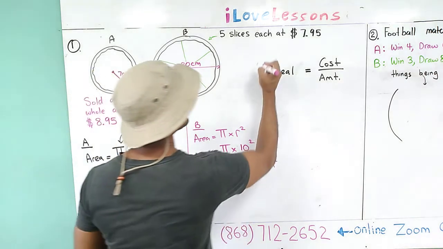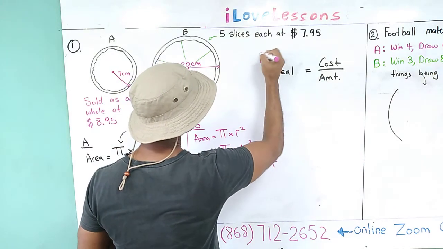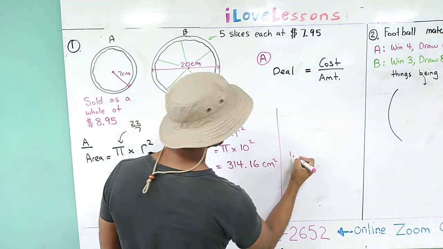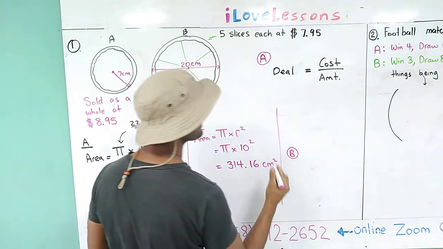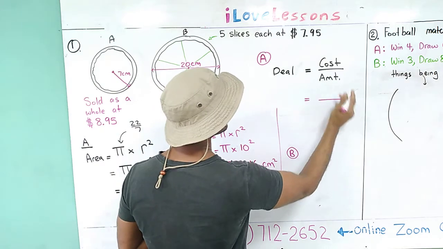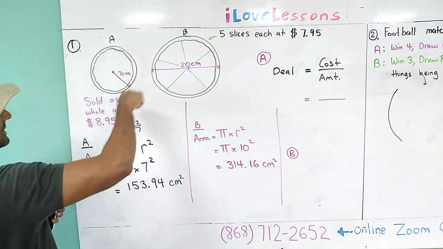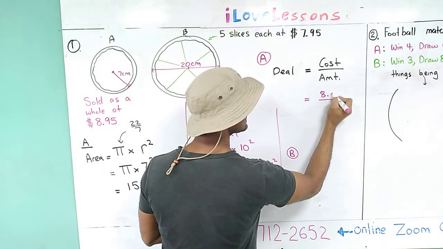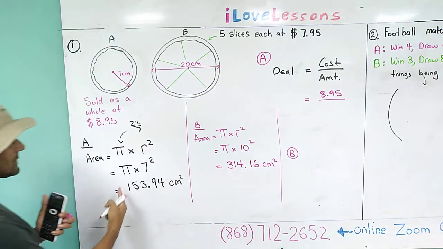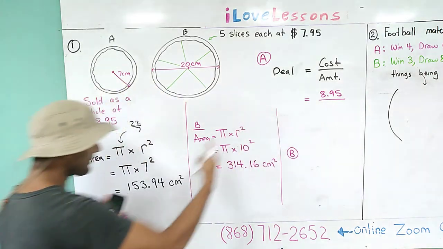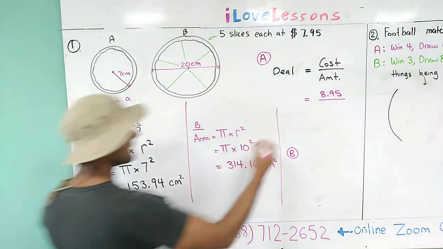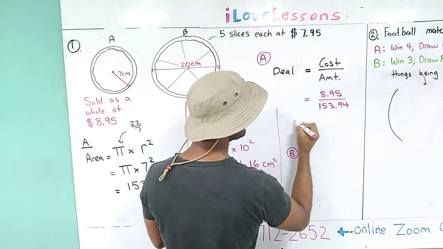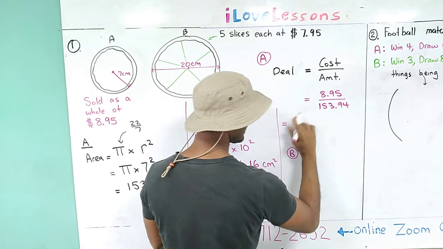So this is going to be the deal for A. I'm going to do that working up here. I'm going to put a line here. And when I reach down here, I'm going to work out the deal for part B. The deal for part A is the cost of the entire pizza. So the entire pizza is $8.95. And what's the amount of pizza A that we have? 153.94. That's the area.